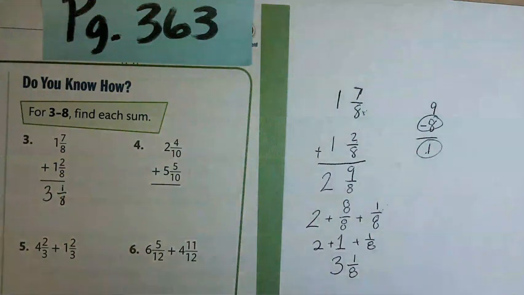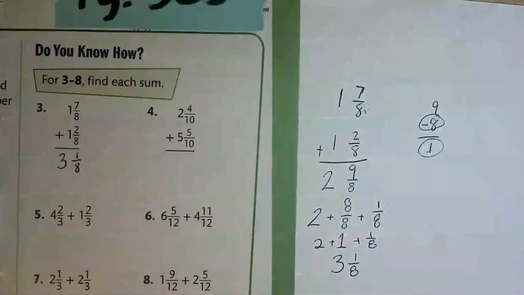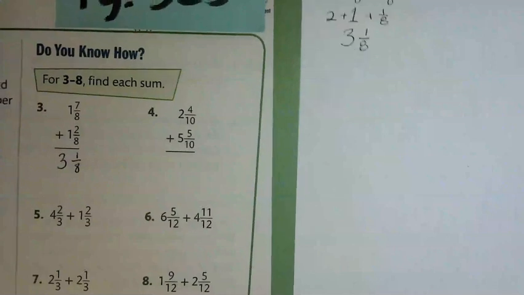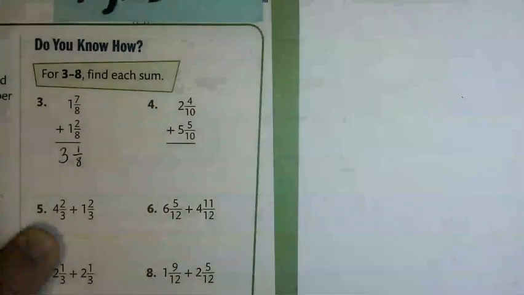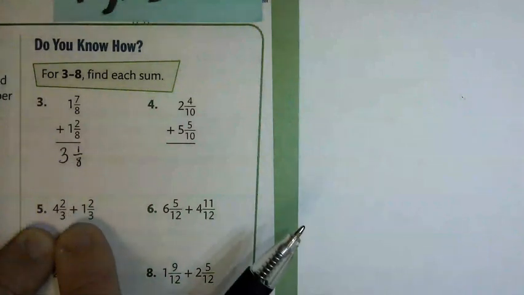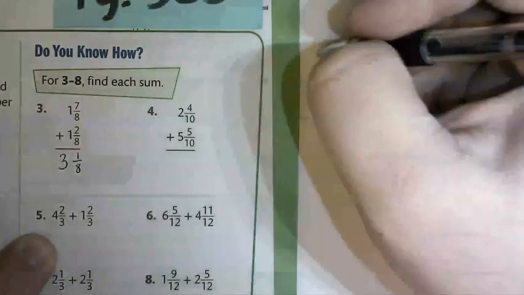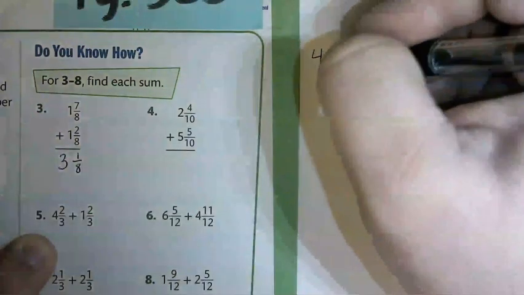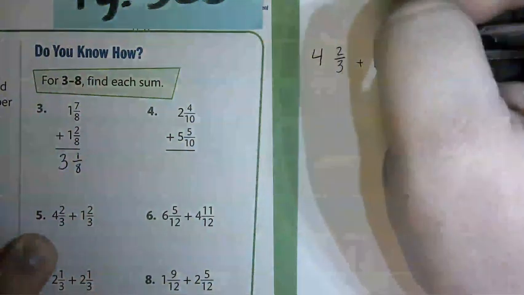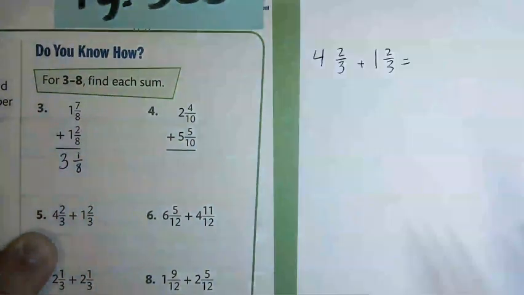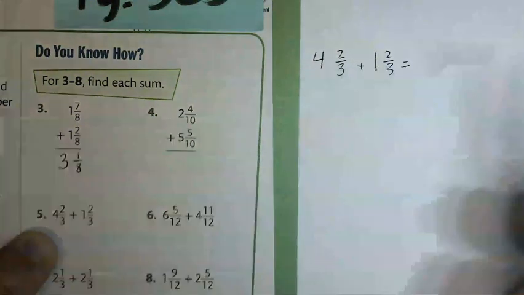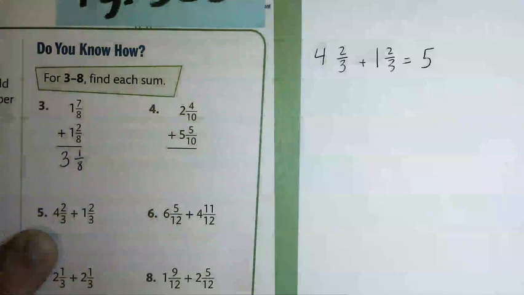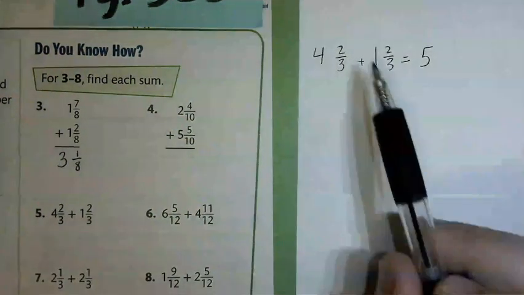All right, let's go ahead and try number 5. I'm going to go ahead and slide this up so it's kind of out of the way. Give me some extra space here. And I've got 4 and 2/3 plus 1 and 2/3. All right, so I'm going to start with 4 and 2/3 plus 1 and 2/3. I'm going to add my whole numbers first. So 4 plus 1. 4 plus 1 is 5. Now I can add my fractions.